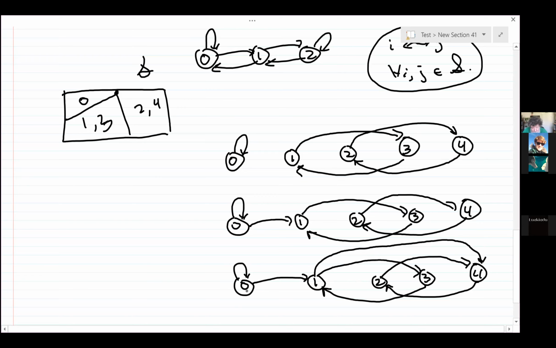Why? The only thing that communicates with 0 is 0. 1 and 3 still communicate with each other. You can go from 1 to 3 and 3 to 1. 2 and 4 still communicate with each other. But now there's a way to go from here into this. That's all there is. And all of these would have the same decomposition as this.